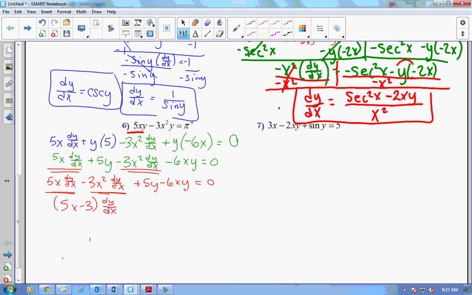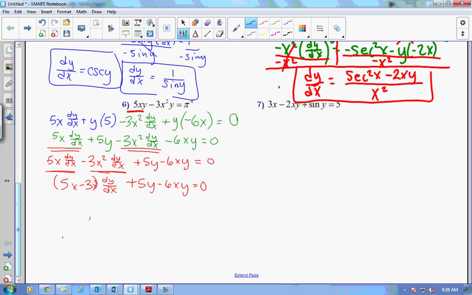They both have dy/dx. Oh, yes, x squared. Thank you. Plus 5y minus 6xy. And then you can go and solve for dy/dx.